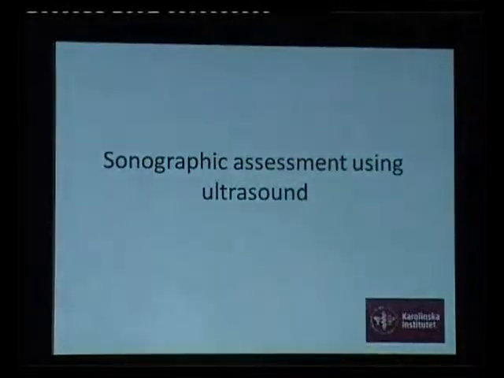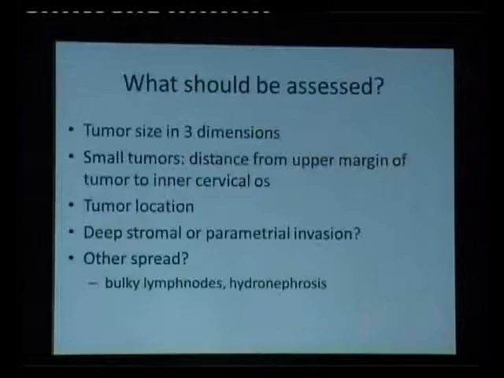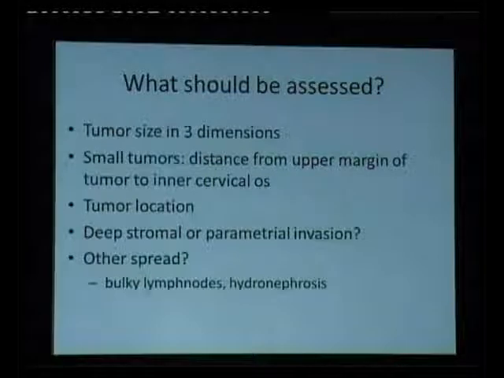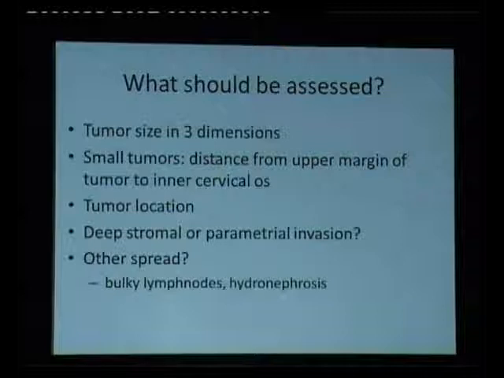Now I'm going to talk about the sonographic structured assessment of women with cervical cancer. We need to measure the tumor in 3 dimensions. In women with small tumors, we should measure the distance from the cranial margin of the tumor to the inner cervical os. We should localize the tumor, whether it is only below the vaginal fornices or also above. Then we look for deep stromal and parametrial invasion, and for other spread such as bulky lymph nodes and hydronephrosis.